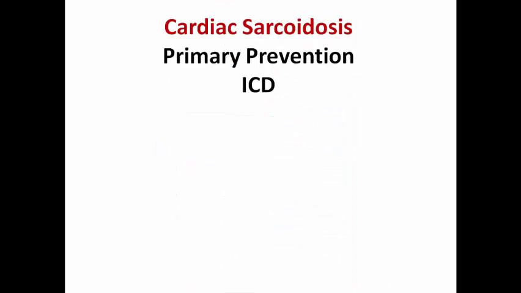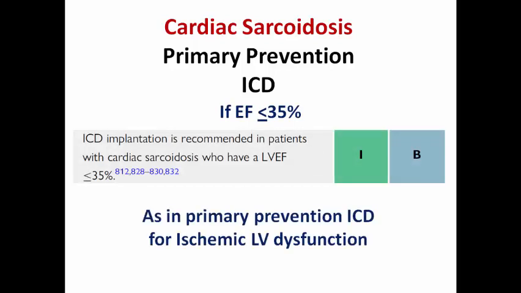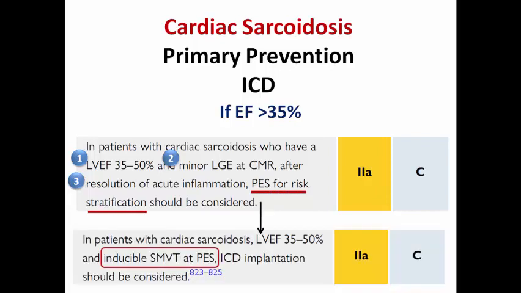The straightforward indication for primary prevention ICD is for those with ejection fraction less than or equal to 35%, the same as in patients with ischemic LV dysfunction. And if the patient has an ejection fraction more than 35% and minor late gadolinium enhancement at CMR after resolution of the acute inflammation, here programmed electrical stimulation is recommended for risk stratification. And if the patient had inducible sustained monomorphic VT, in this case ICD implantation is indicated.